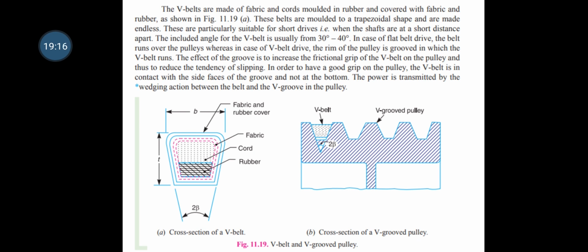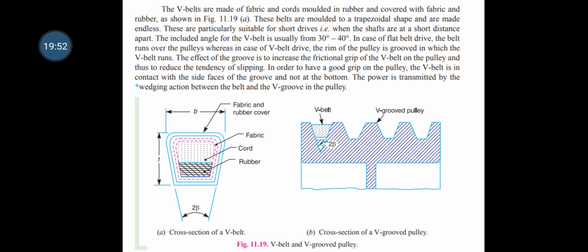In the case of flat belt drive, the belt runs over the pulley, whereas in the case of V belt drive, the rim of the pulley is grooved, in which the V belt runs. The effect of the grooves is to increase the frictional grip of the V belt on the pulley, and thus reduce the tendency of slipping. The power is transmitted by the wedging action between the belt and the V groove in the pulley. The diagram shows the V belt drive and V groove pulleys.